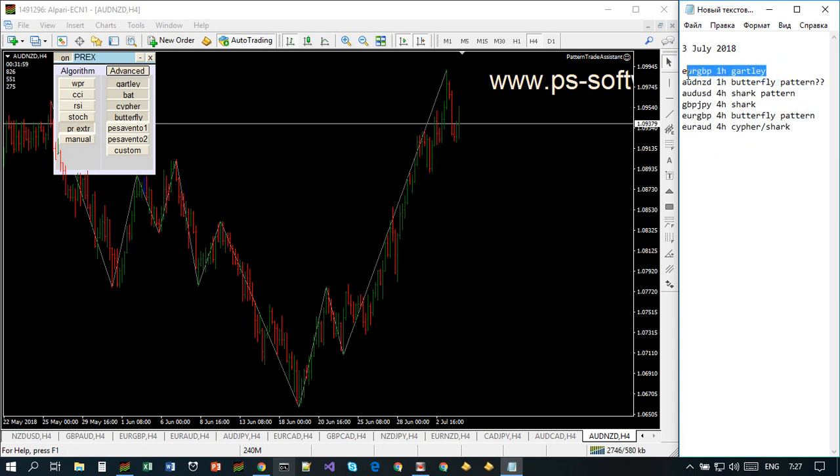Okay, for my intraday I will continue trading this Euro GBP 1 hour Gartley till completion, and then I will look at the reversal within the potential reversal zone.